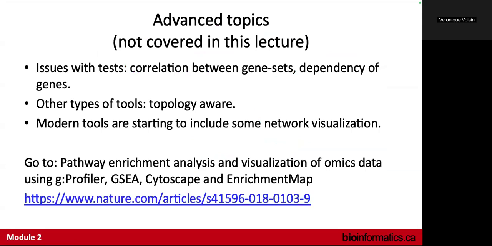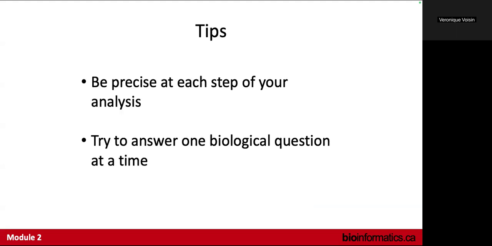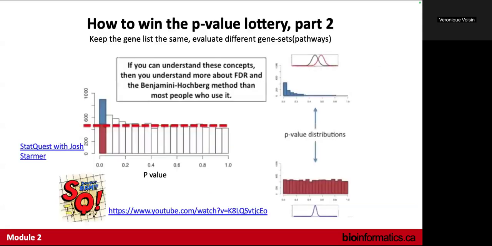So we have not covered everything during this lecture. Especially, we haven't talked much about the correlation between gene sets, and other types of tools which take the pathway topology into account. More modern tools include network visualization as an output format in addition to tables. Our last two tips to finish this lecture: be precise at each step of your analysis, and try to answer one biological question at a time.